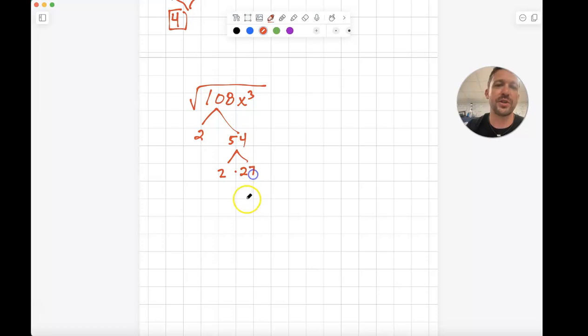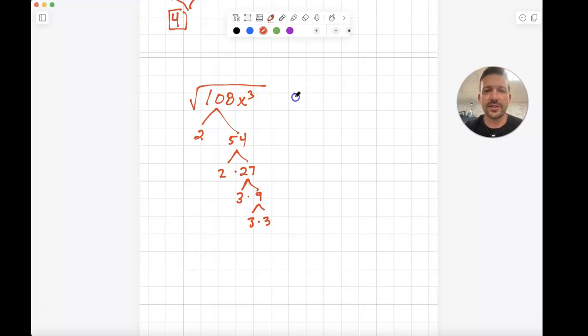why am I drawing a blank here? 27, right? And that one I can break up into 3 times 9, right? And that I can break up into 3 times 3. Here, I'll erase that. 3 times 3. Okay, and then I got 3 x's in there.